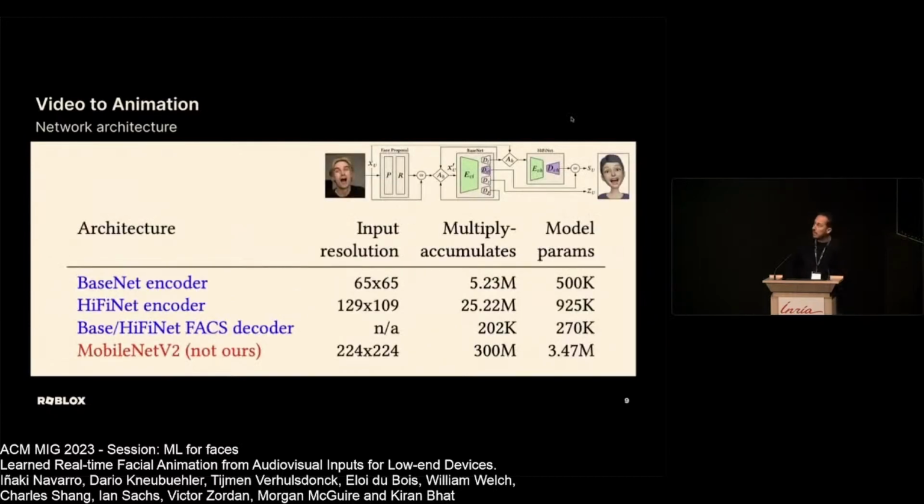Here are some details to get an idea of how large these networks are. For instance, BaseNet has just an input resolution of 65 by 65, meaning that you have to derive all the information from that small resolution. And this translates into just 5.23 million multiply accumulates. If you don't know what multiply accumulates are, you can estimate that there are two times FLOPs, so that will be like 10 million FLOPs. In comparison, MobileNet V2, which we got inspired by, the standard MobileNet V2 is 300 million MACs, right? So we are like 60 times smaller in the case of our fastest network. And yeah, the decoders are much, much smaller.